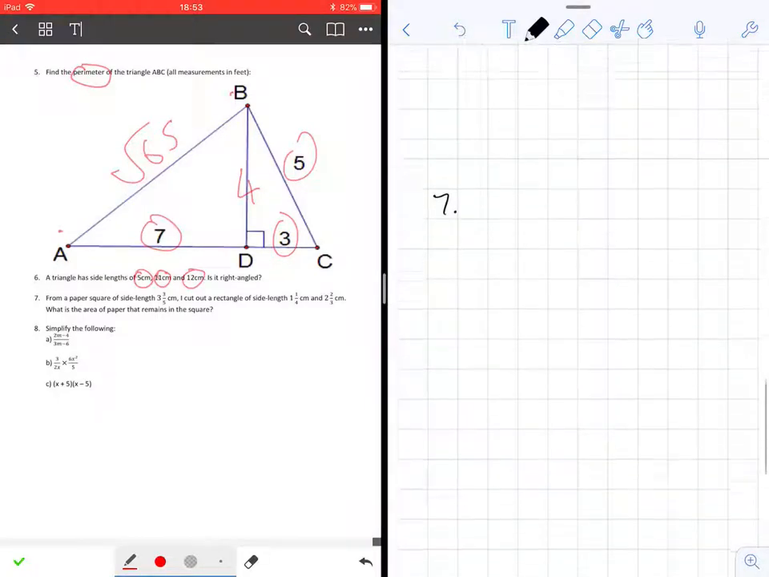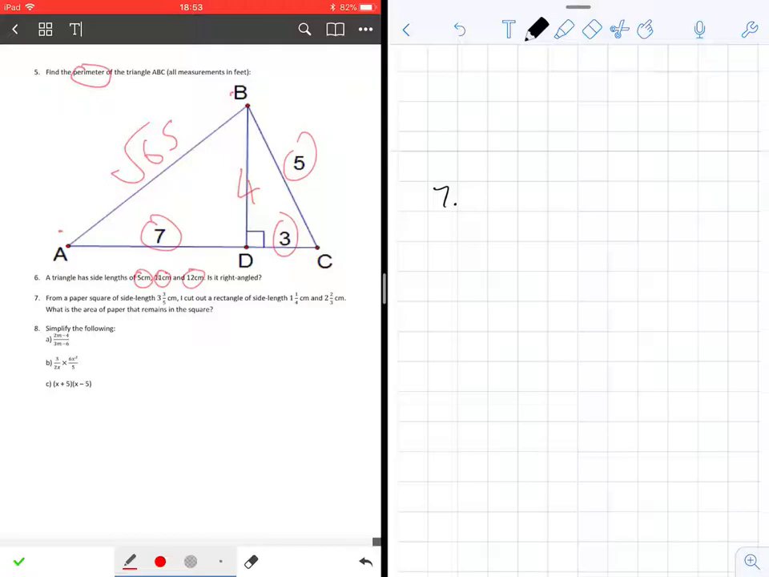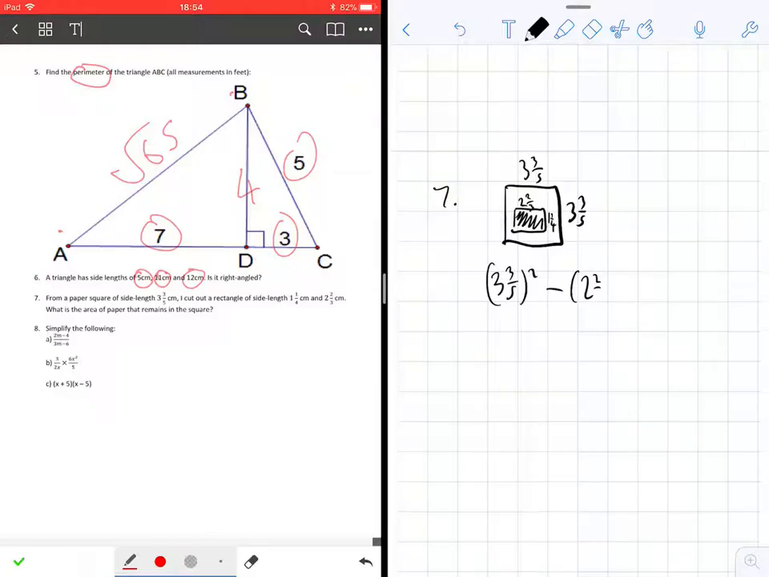Question 7, we've got some fairly hardcore algebra stuff going on. So let's think about this. I've got a square with side length 3 and 3/5, and I'm taking out a rectangle with side lengths 1 1/4 and 2 2/3, and I want to know what's the white space left. So I'm going to do 3 3/5 squared, and I'm going to subtract whatever 2 2/3 multiplied by 1 1/4 is.